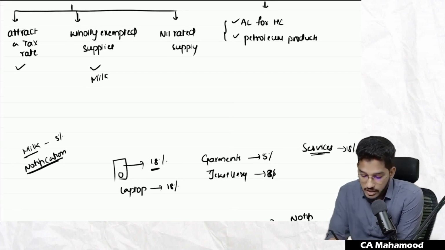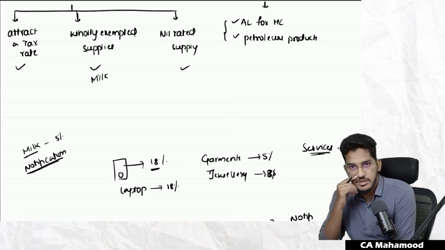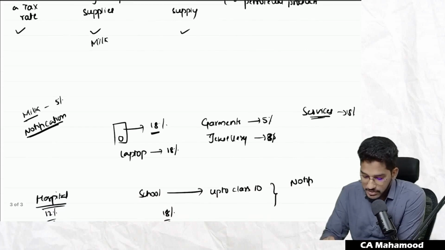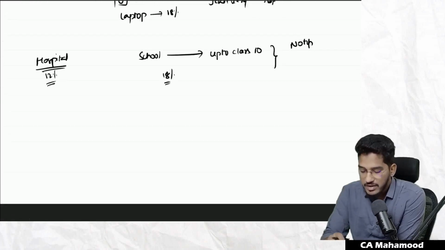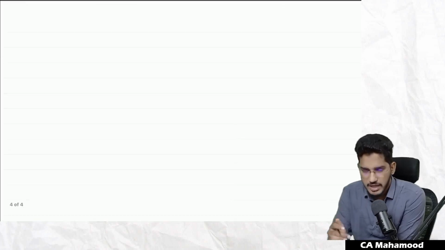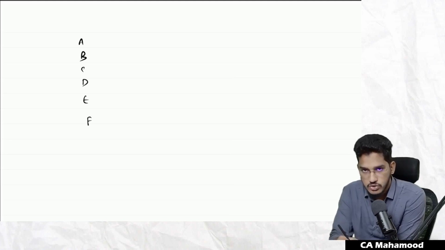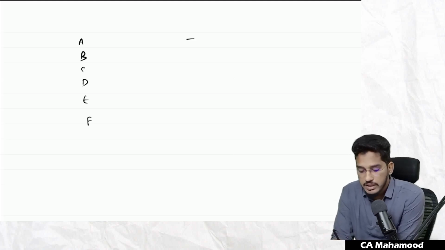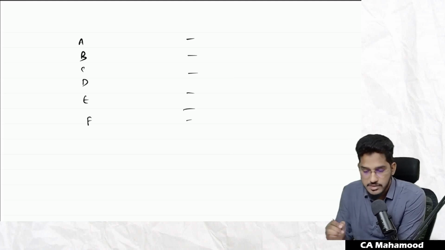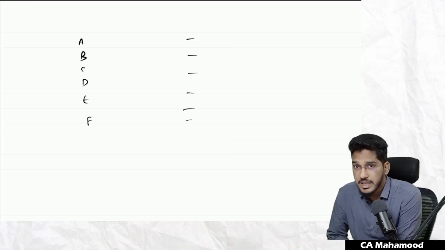Clear, everybody? Now, what about nil rated supply, sir? Nil rated supply means there will be one rate chart. A notification is released by the government which contains a rate chart. So they will mention each product, product A, product B, product C, product D, product E. They will mention the list of supplies. For every product, they will mention at what rate it will be taxed.